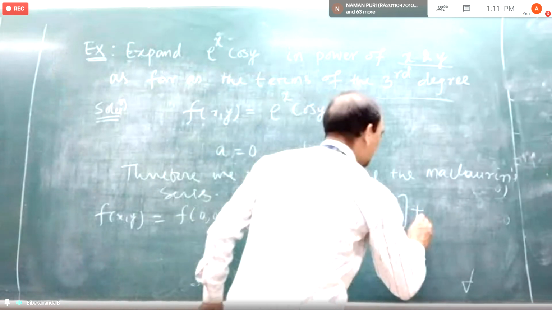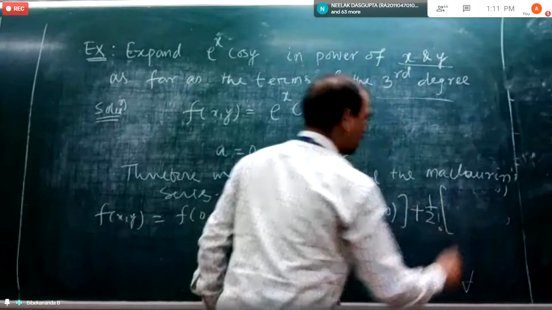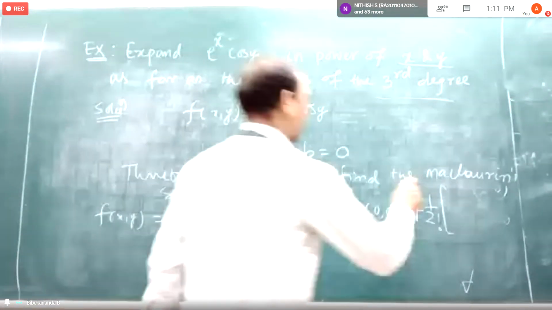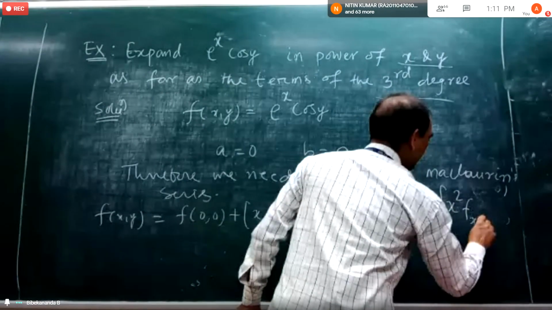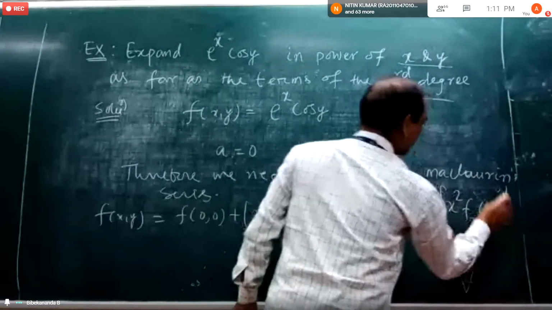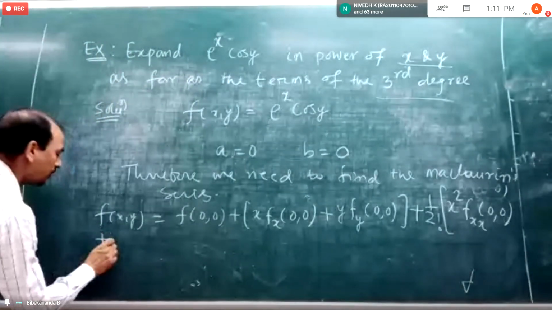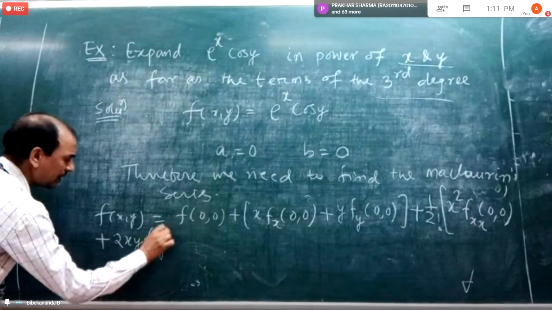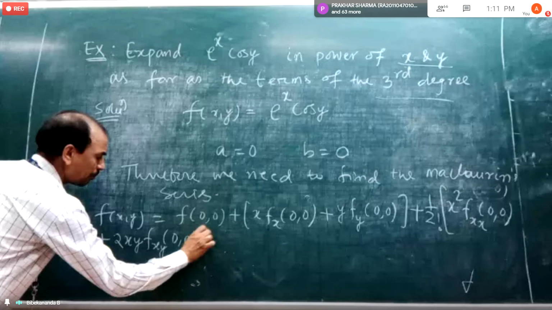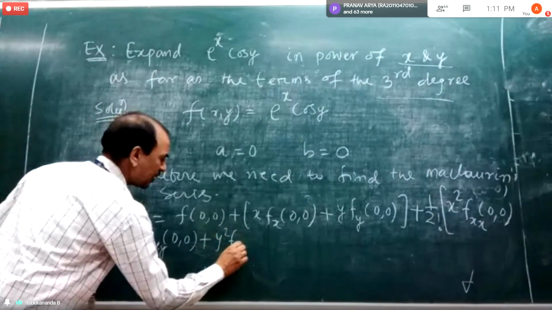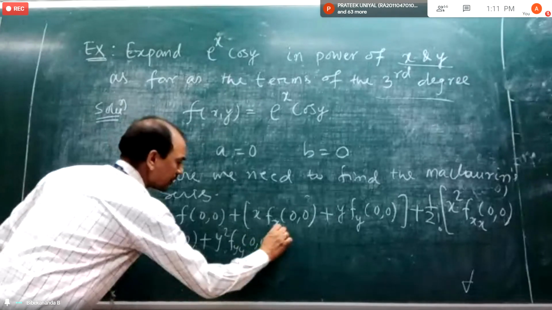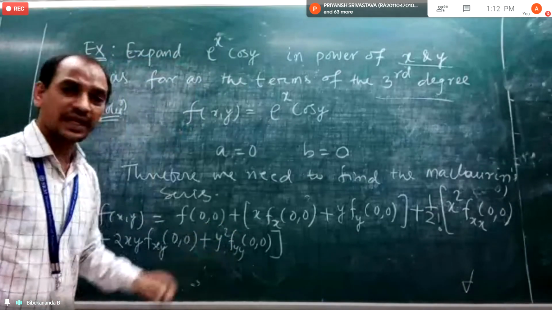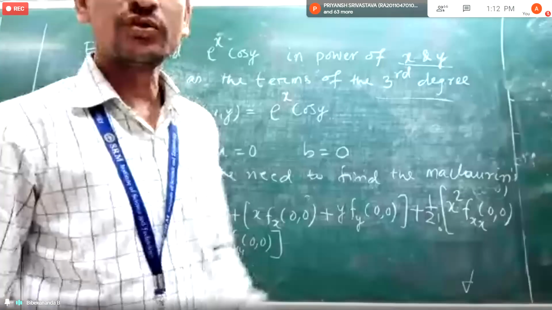Then what will be the second term? 1 by 2 factorial, what is the second term? x square f_xx at the point 0, 0 plus what will be the next term? 2 into x y f_xy at the point 0, 0 plus y square f_yy at the point 0, 0. So this is the second term and it is having second degree, but we need up to third degree. So we have to write another term.